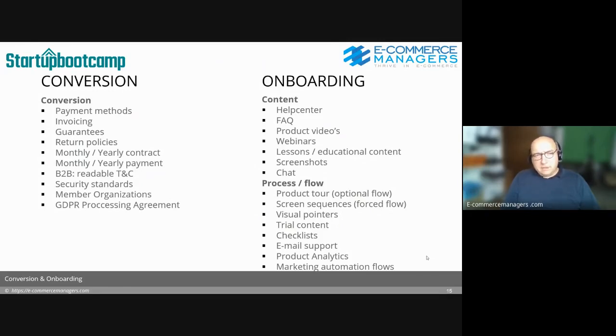SOC 2 qualifications and other standards that other businesses know, like, hey, they really have done a good job with their security. If you're a member of any organizations, both for B2C, any consumer organization that has the welfare of consumers top of mind, show their logos. If you're in B2B, ask for a GDPR processing agreement, because there will probably be some data flowing from your customers or prospects.